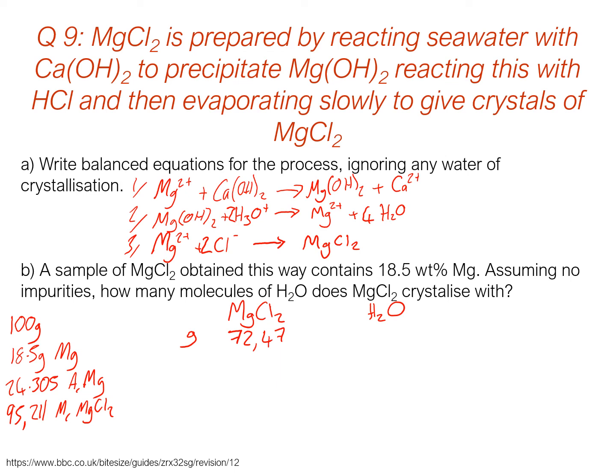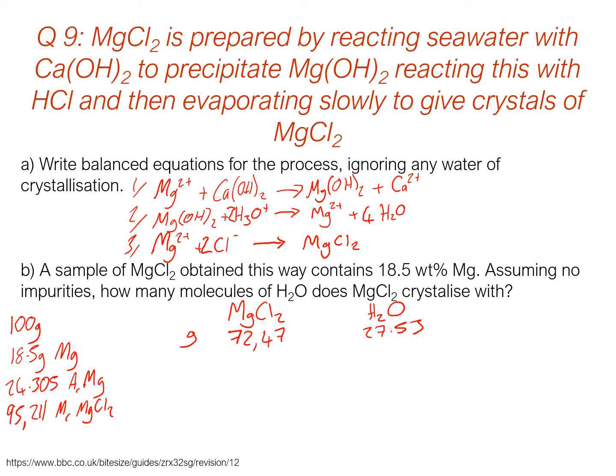So basically we know there's 18.5 grams of magnesium in 100 grams. Divide that by the atomic mass of magnesium to get the moles of magnesium, and times it by the molecular mass of magnesium chloride to get the mass of magnesium chloride. Then the mass of water just makes up the difference. So we've got 72.47 grams of magnesium chloride, the other 27.53 grams to make it up to 100 gram total is water.